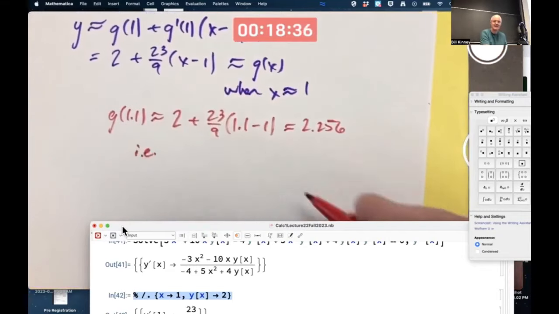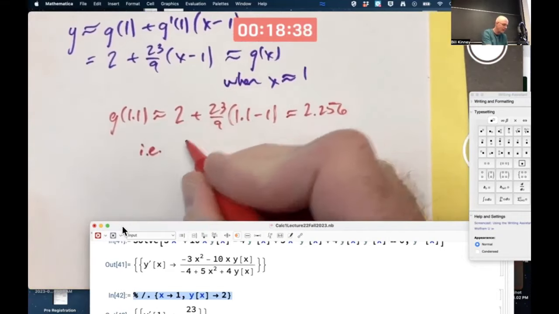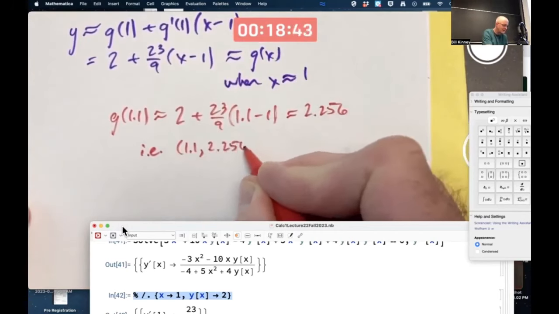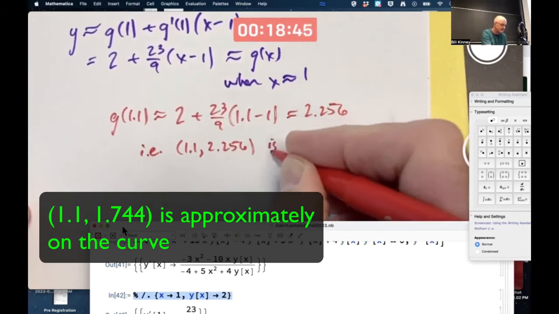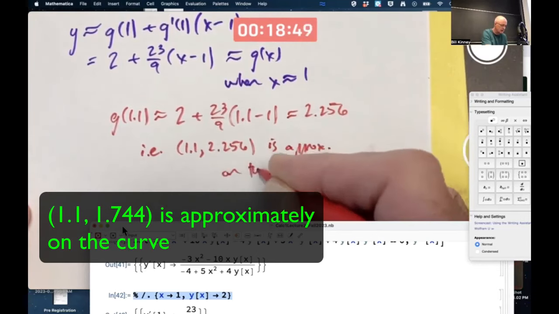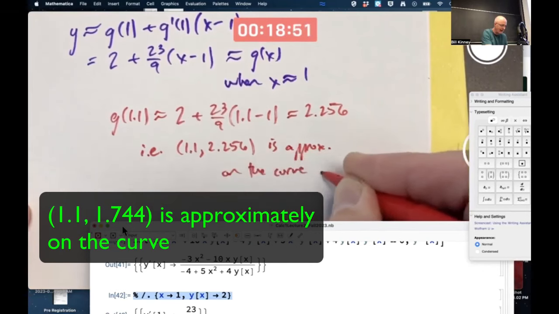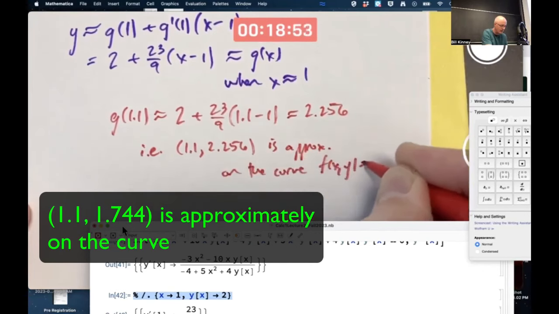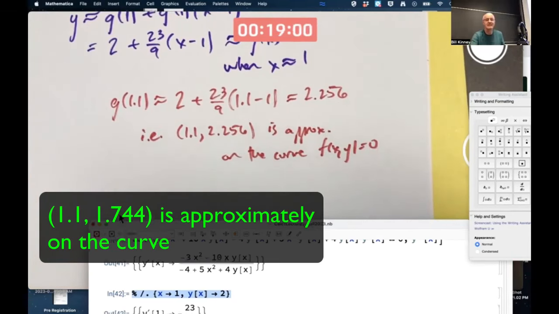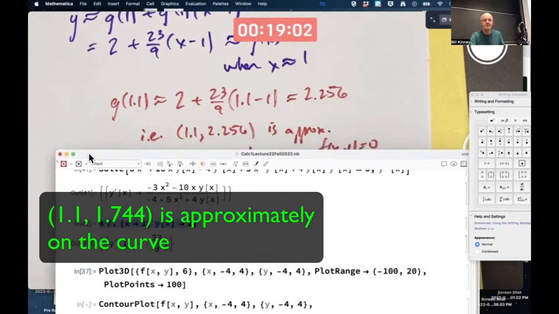In other words, the point 1.1, 2.256 is approximately on the curve where f of x, y equals 0. We know the point 1, 2 is for sure on the curve. There's an approximate point on the curve. Let's see if it seems right with a graph.